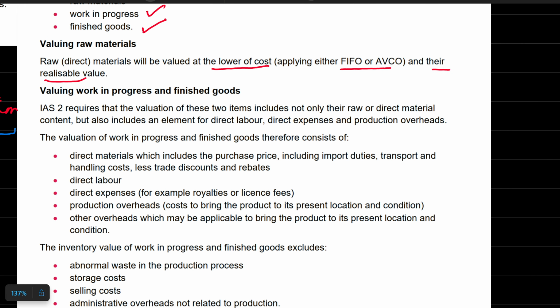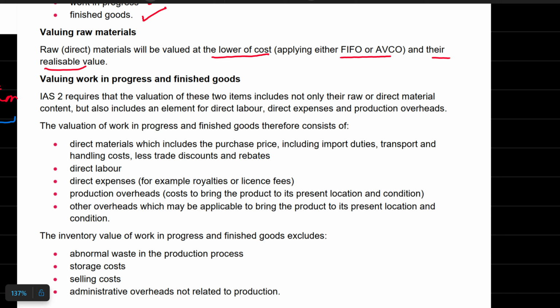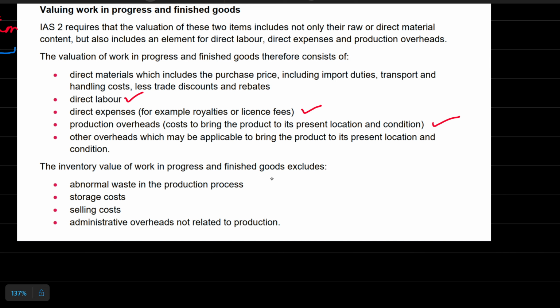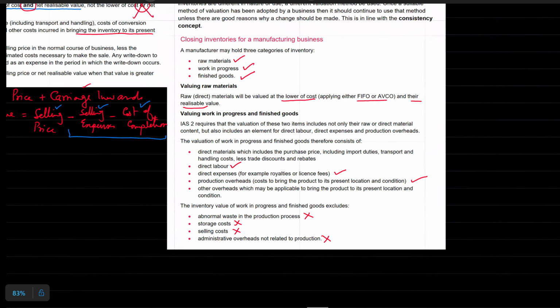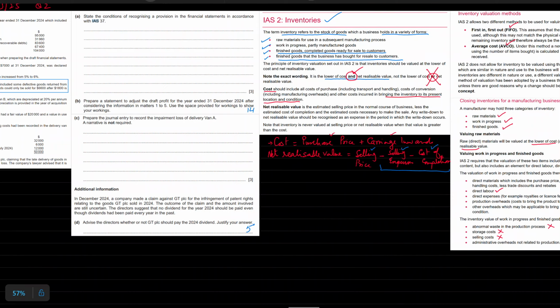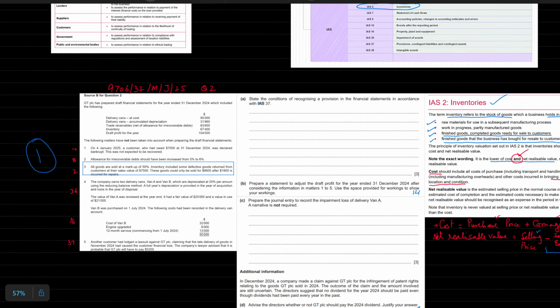While when we are supposed to calculate the value of work in progress and finished goods, it will not only include raw material, but it will also include direct labor, direct expenses, royalty, and production overheads. It will not include abnormal losses, storage cost, selling expenses, admin or office overheads. So this was the theory of IAS 2. Now let us try to solve questions from various CAI papers.